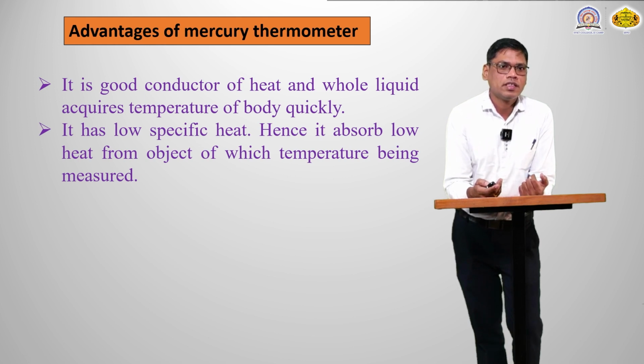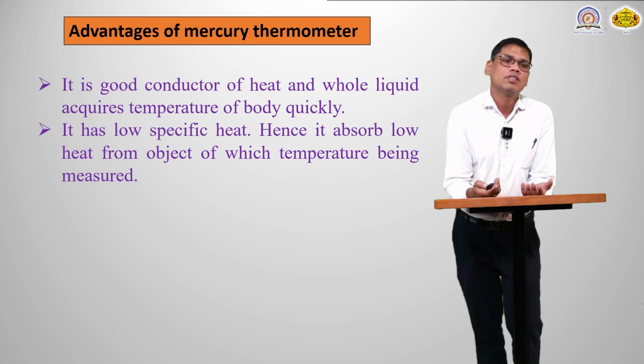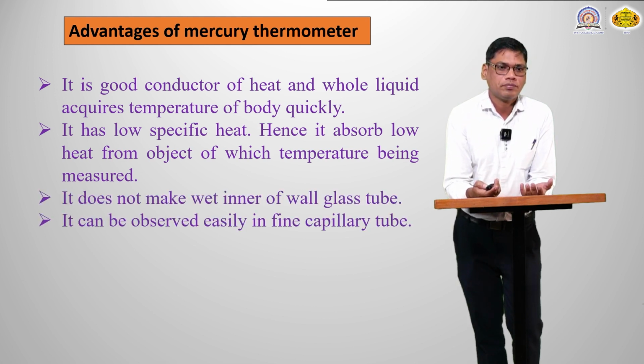Next, it has a low specific heat, and hence it absorbs little heat from the object whose temperature is being measured. Due to the low specific heat, it cannot absorb all the heat from the object. If the object is very small, we still get a very accurate reading. It absorbs very little heat from the substance.